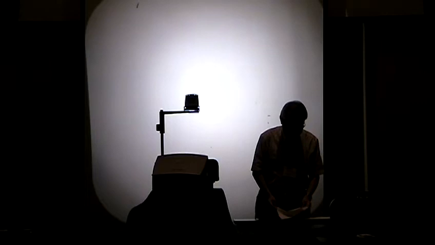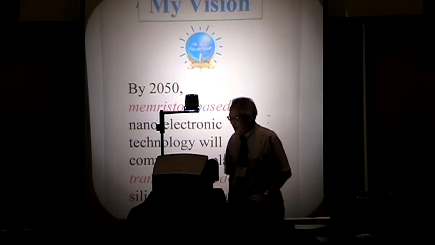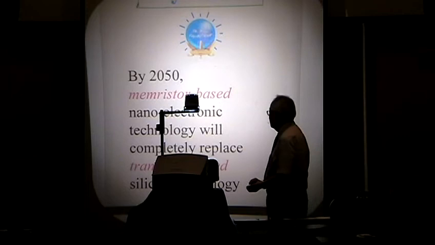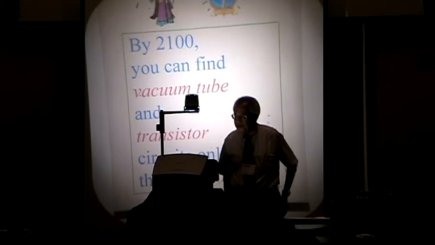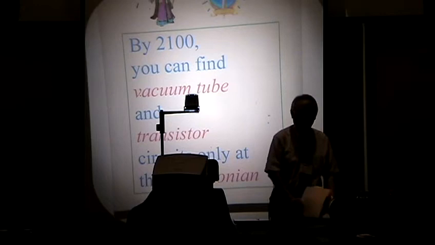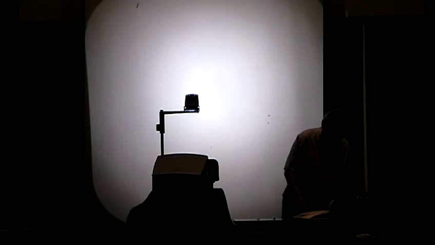So I close by saying my vision is that by 2050, memristor-based nanoelectronic technology will completely replace transistor silicon technology. And I would even venture that if you wait another 50 years, by 2100, you can only find vacuum tubes and transistor circuits in a museum. It will disappear, just like the vacuum tube has disappeared today. Okay, and this is the last slide, and I thank you for your patience.